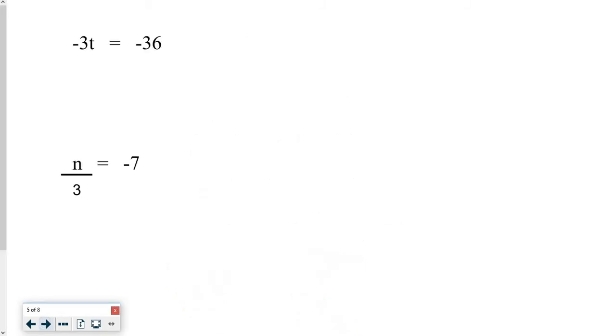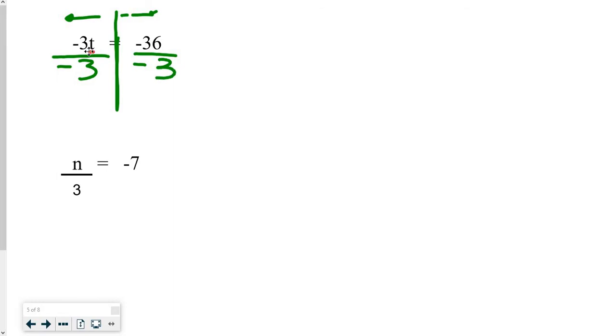To get t all alone, we have to do the opposite of what's happening to it. What's happening to it right now is it's being multiplied by negative 3. So we're going to divide by negative 3, because the opposite of multiply is divide. Whatever we do to this side of the equation, we have to do to this side of the equation. So we just divide this by negative 3 as well.